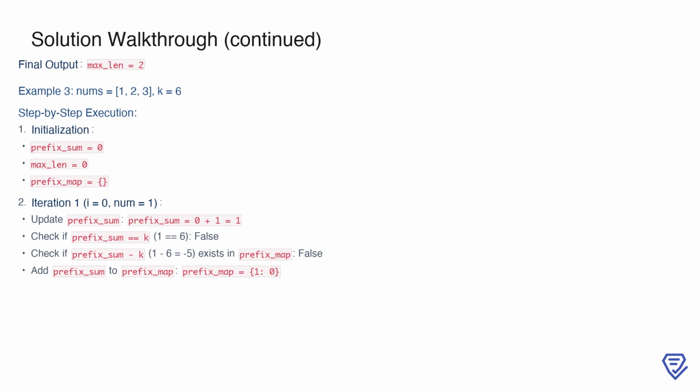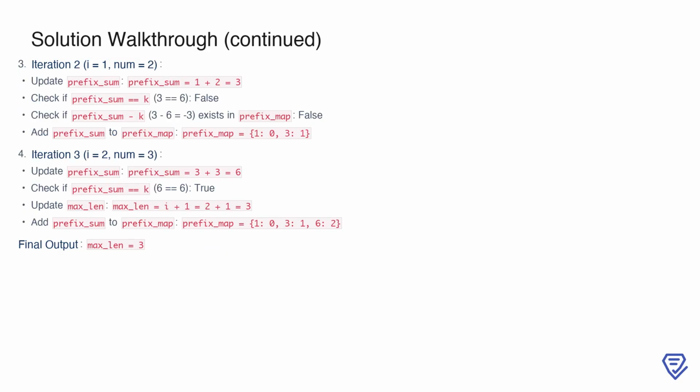Finally, let's consider a third example with nums equals [1, 2, 3] and k equals 6. We start by initializing prefix_sum to 0, max_len to 0, and an empty prefix_map. In the first iteration, where i equals 0 and number equals 1, updating prefix_sum results in 1. Since this is not equal to k and prefix_sum - k equals -5 is not in prefix_map, we add prefix_sum with its index to the map.